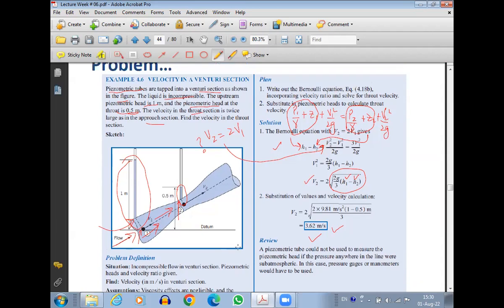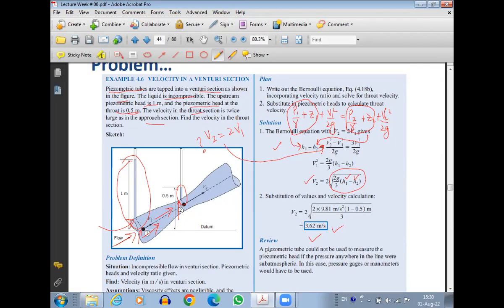Is there anything within the solution of this problem which is not clear to anybody? Please feel free to ask. Everything's clear so far?